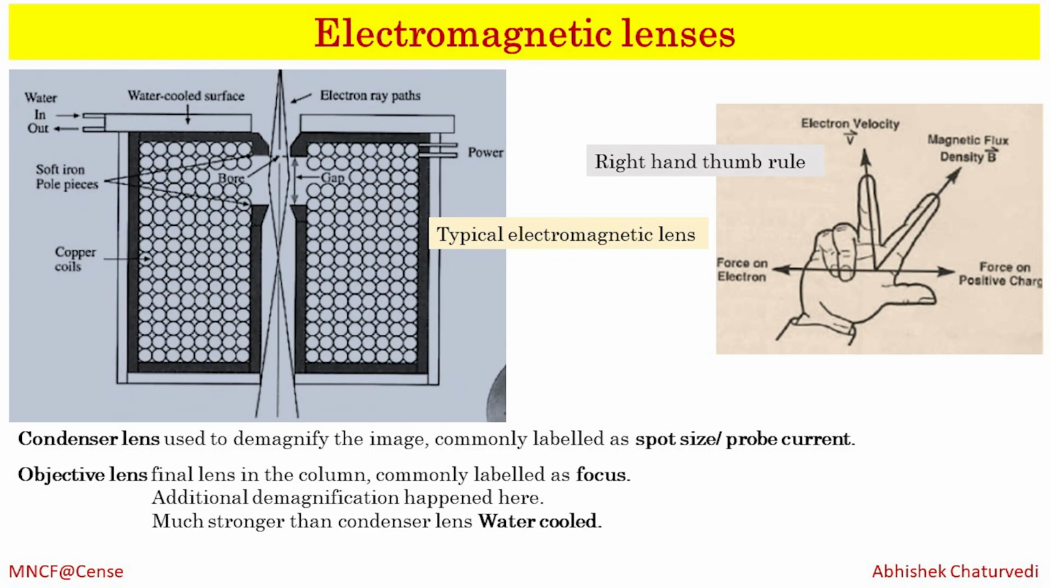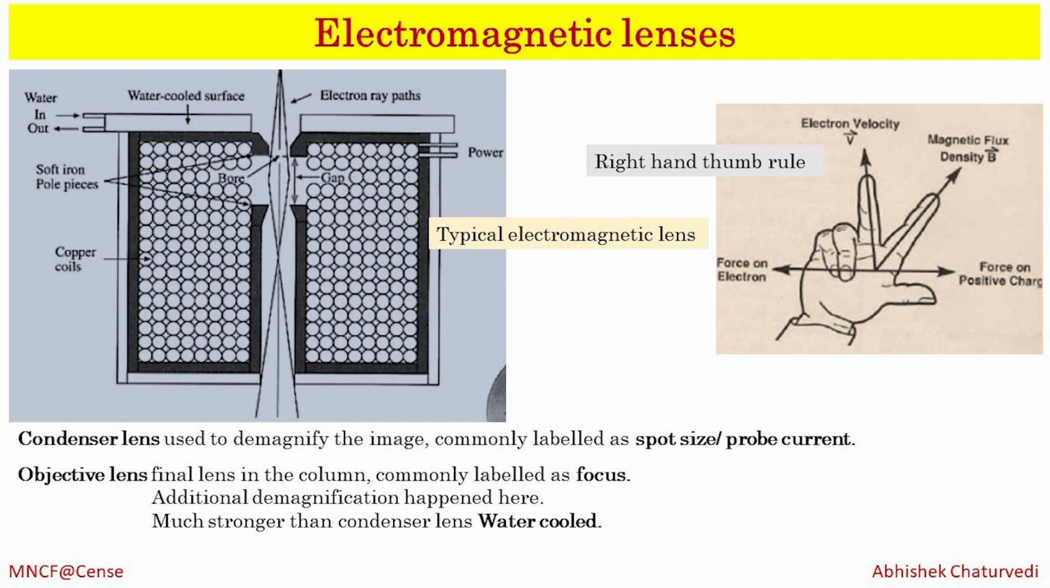Okay, these are electromagnetic lenses. One of the key things is that in every microscope system you have electromagnetic lenses. As you can see here, you have an outer jacket, right? And then you have soft iron pole pieces, then you have copper coils, right? And this is the typical construction of an electromagnetic lens.